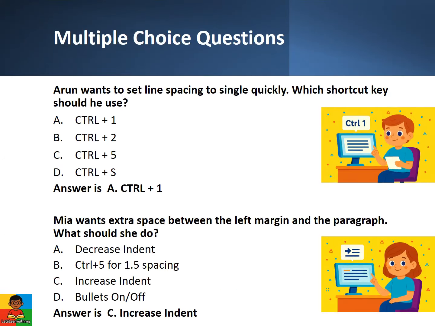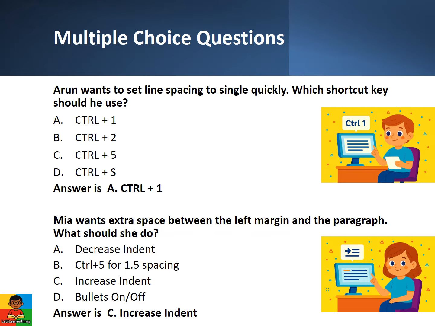Question 7. Arun wants to set line spacing to single quickly. Which shortcut key should they use? A. Control plus 1. B. Control plus 2. C. Control plus 5. D. Control S. The correct answer is A. Control plus 1.